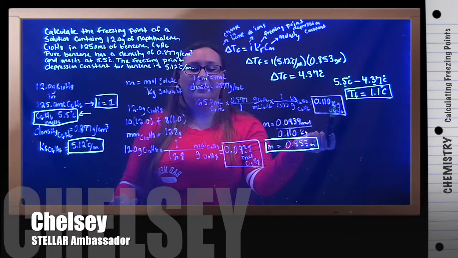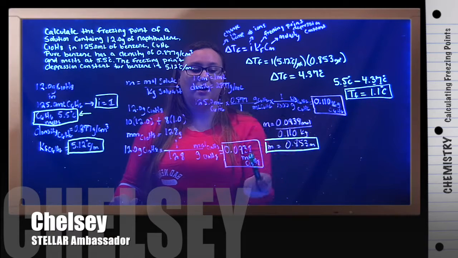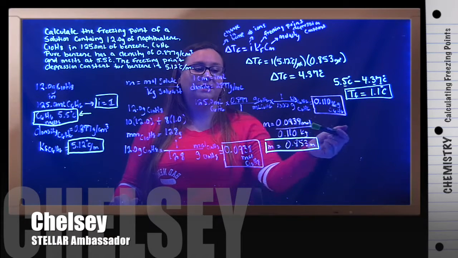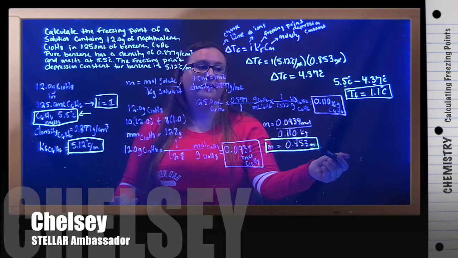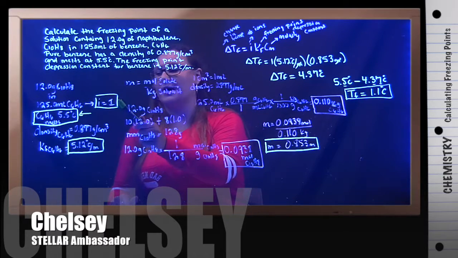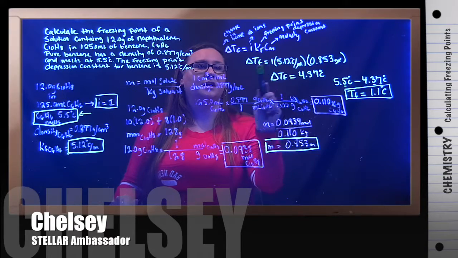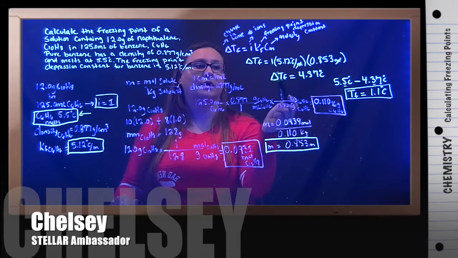Now that we had all of our information to solve for molality, we had our kilograms of solvent and our moles of solute, we plugged it into the molality formula to solve for our molality. So then we had everything we needed in order to determine the change of temp. We had molality, we had our i, and we had our Kf. We simply plugged in all our information here in our formula and solved for our change in temp.